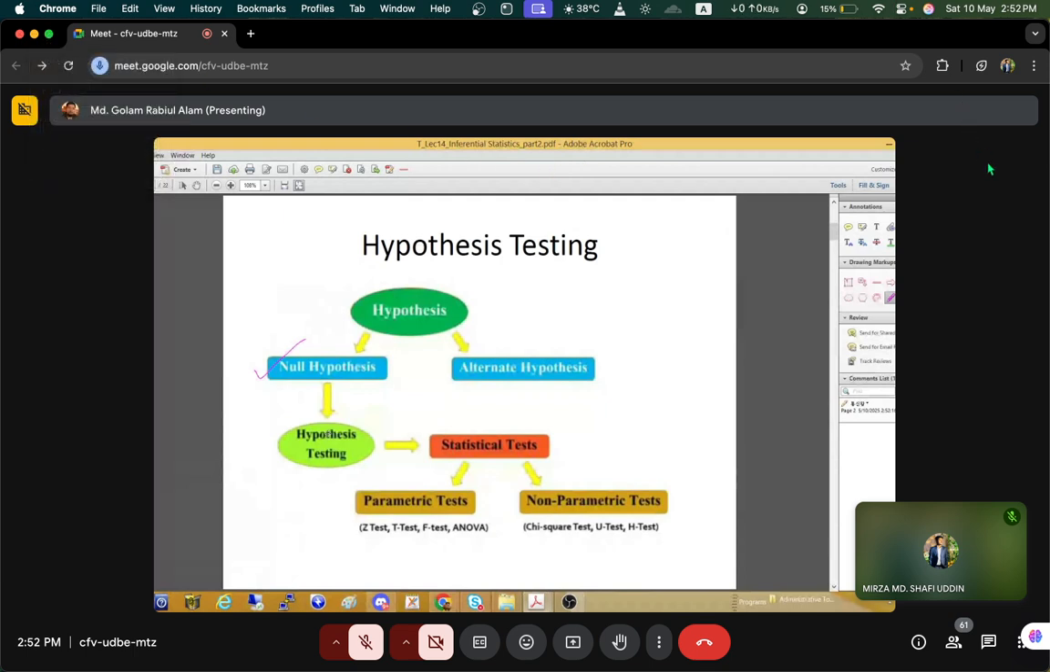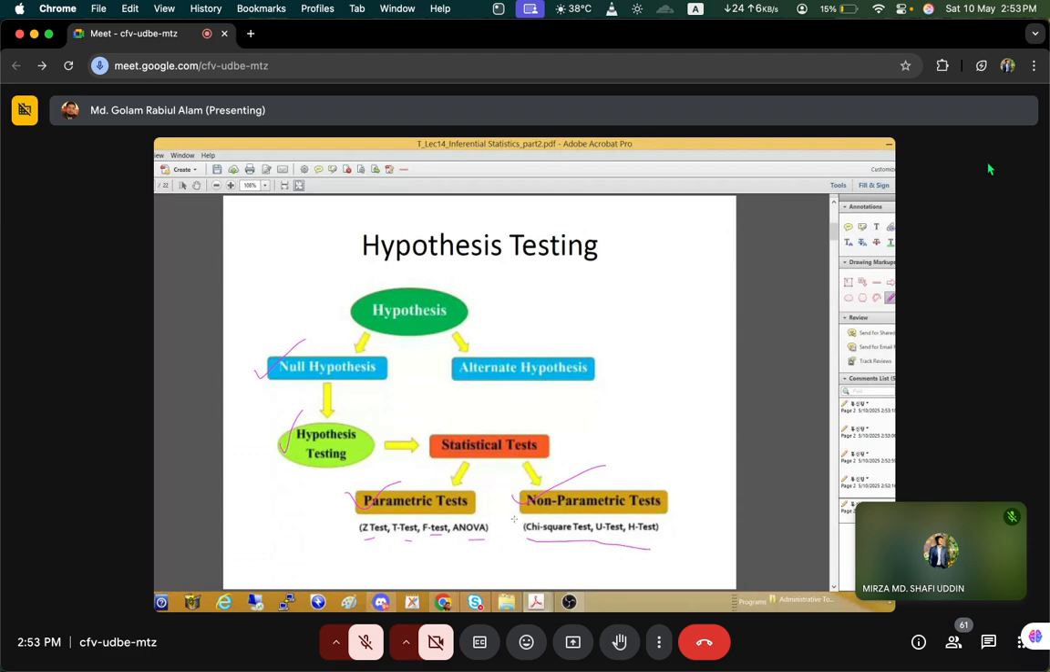So here, in case of null hypothesis testing, we have two types of tests. One is called the parametric test, another is called the non-parametric test. What are the parametric tests? Like the Z-test, T-test, F-test, ANOVA, those are the names of some parametric tests. And what are the non-parametric tests? Like the chi-square test, U-test, and H-test. Those are called non-parametric tests.